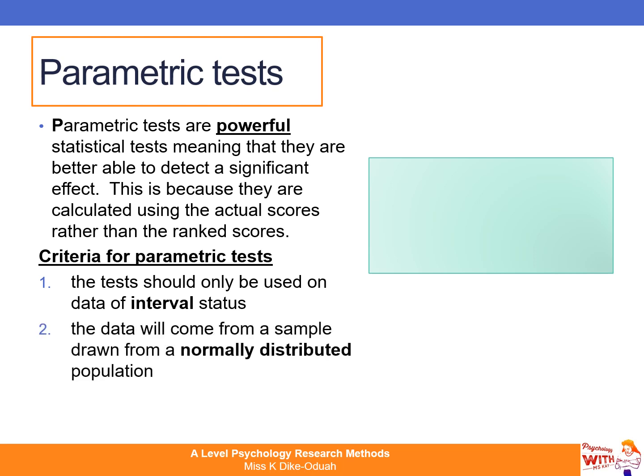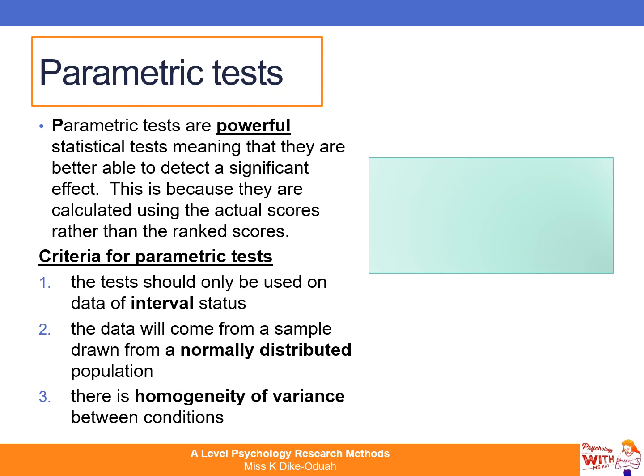The data needs to come from a normally distributed population. So that is where, if you were to plot your scores, it should fit a nice bell-shaped curve to indicate that it is normally distributed. And remember that in our normally distributed graph, the mean, median, and mode tend to sit along the same area, the same line towards the center.